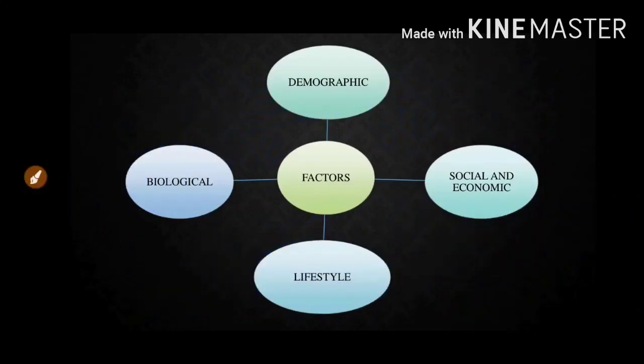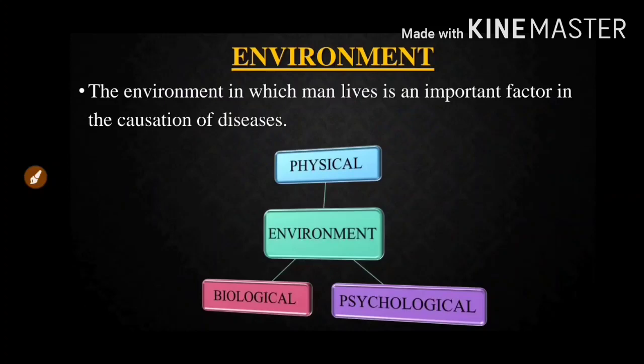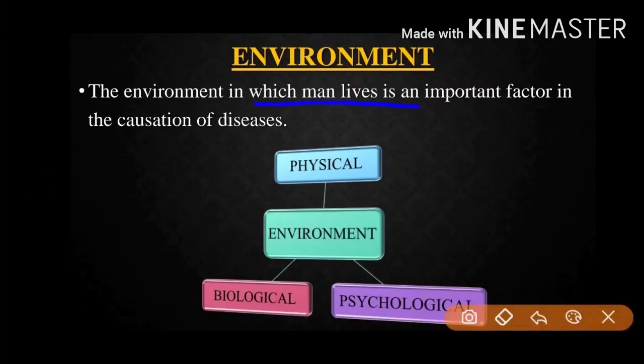Now let us move to the environment. We said that we will discuss disease agent, host and environment. We did the disease agents, we did the host. Now the turn is for the environment. So what is the environment? The environment is that in which man lives. It is an important factor in the causation of disease. So the environment acts as a very important factor in the acquirement of certain kinds of disease.